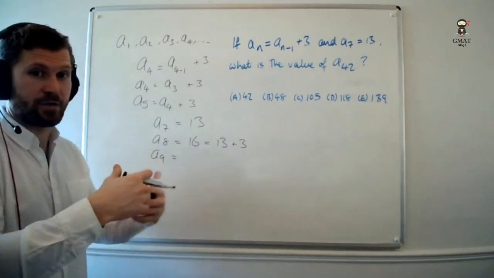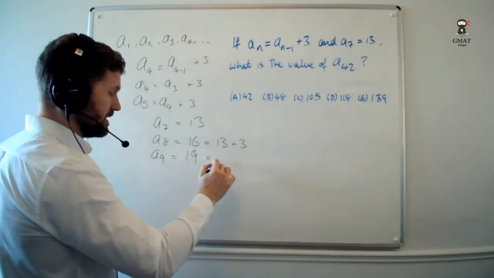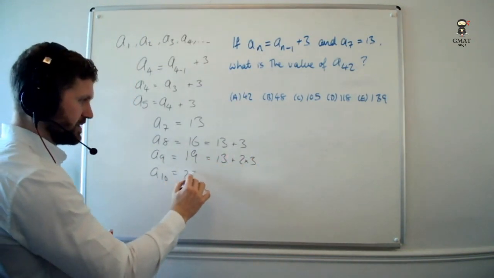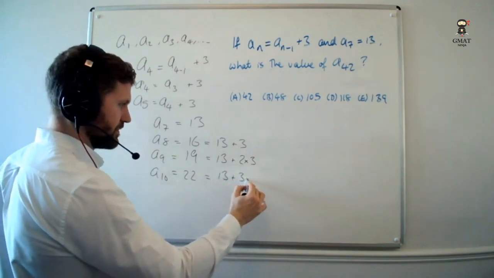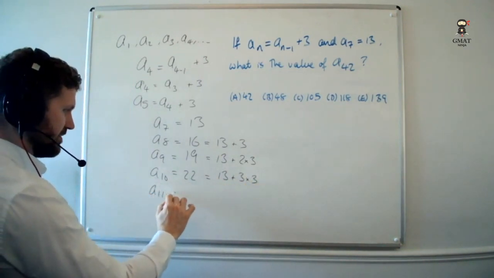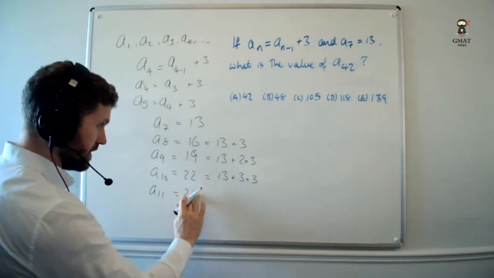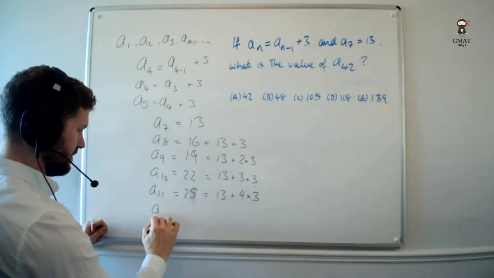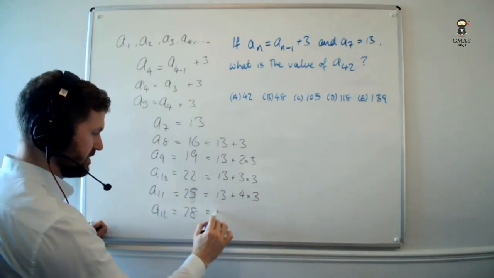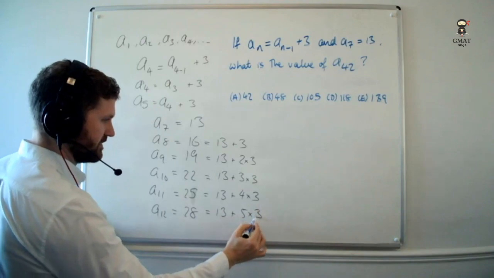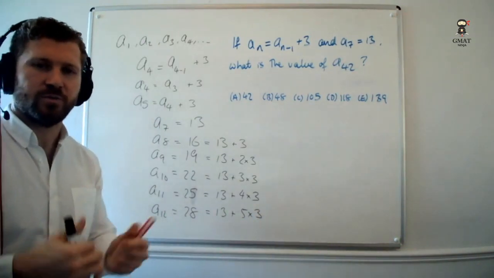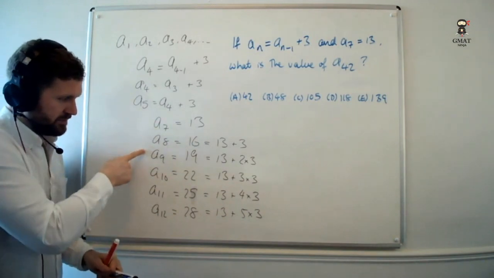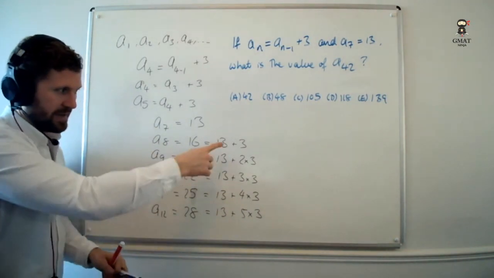A9, well, I add 3 to move to the next term. It's going to be 19. So 13 plus 2 3s. A10 is going to be 22, or 13 plus 3 3s. A11 is 25. 13 plus 4 3s, and one more. A12 is 28, which is 13 plus 5 3s. So maybe you're spotting the pattern here, maybe not. But what we're looking for is the number of moves that we've made and how many 3s we've added on.